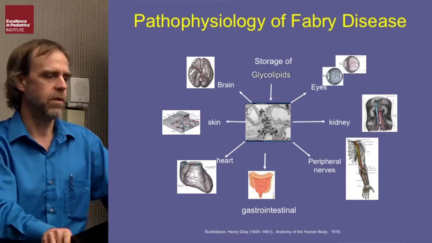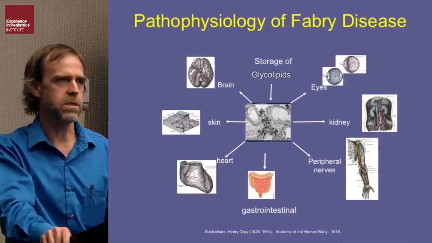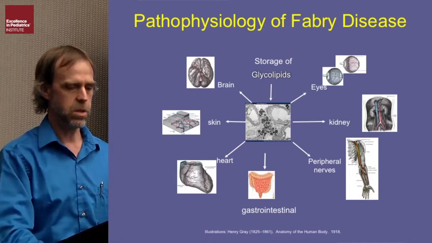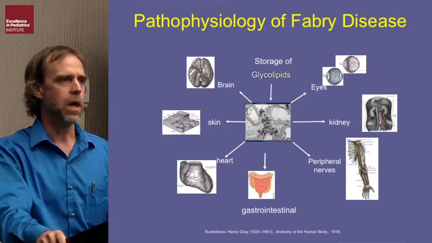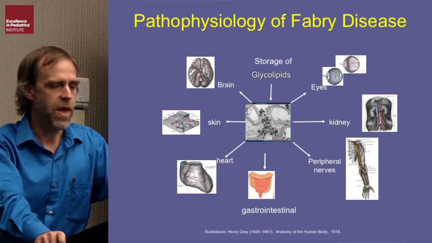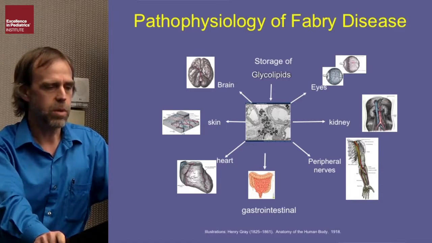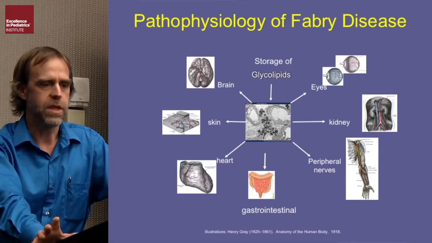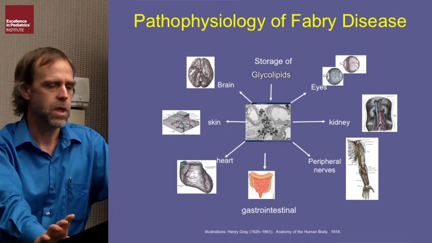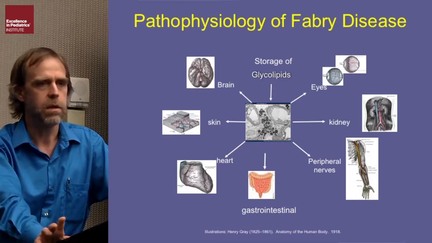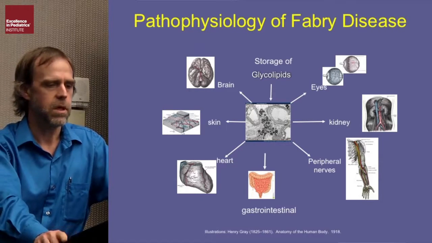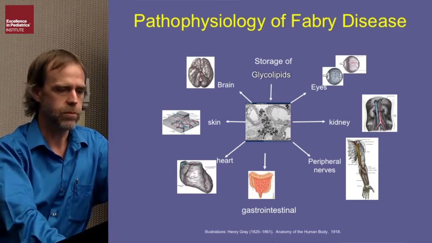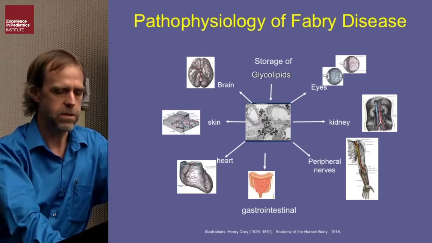So in the case of Fabry disease, there are multiple organs that are involved. The storage, you can see in the center of this slide, builds up, and that leads to problems in blood vessels, which results in damage to kidneys, heart, brain, intestines, eyes, peripheral nerves, and other organs. So this is truly a multi-systemic disorder.